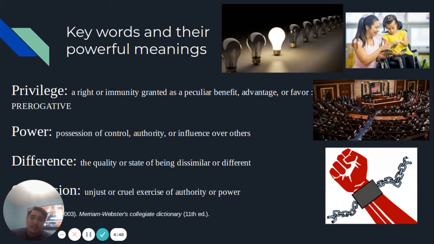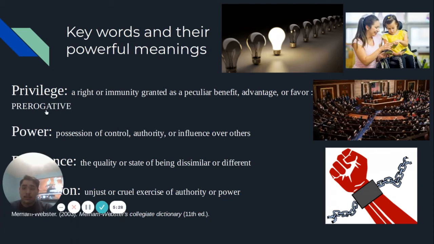The next term would be difference, the quality or state of being dissimilar or different. We must teach students that being different isn't wrong. It is okay to have differences, and it is okay to embrace those differences. What differences make us as individuals can lead to a great society and lead to a great life. Differences make us who we are individually, and they are able to not only help us with our lives, but they also help us better relate to other people or make us want to learn about other people's differences, which increases teamwork.